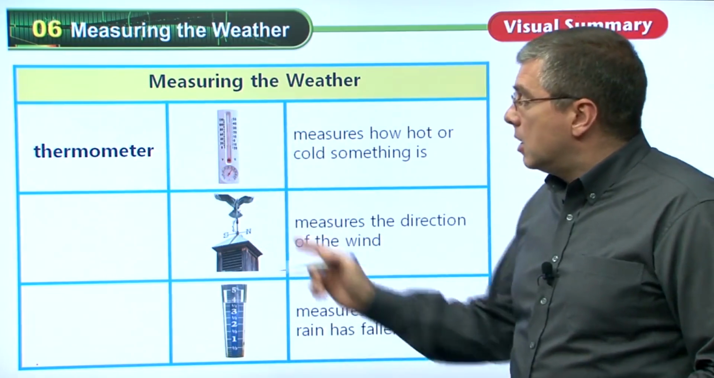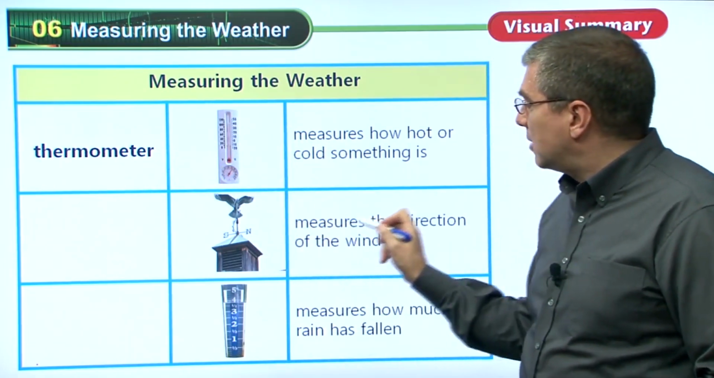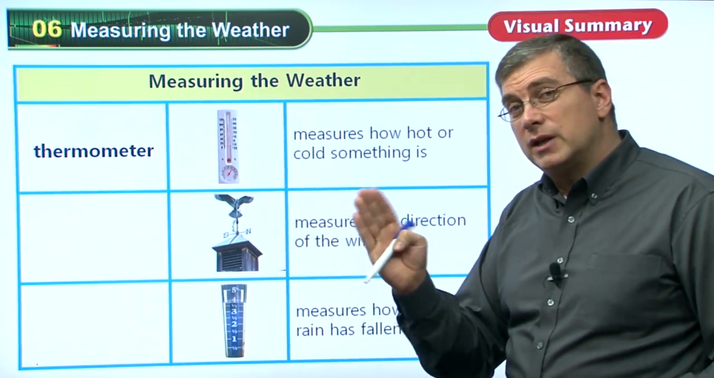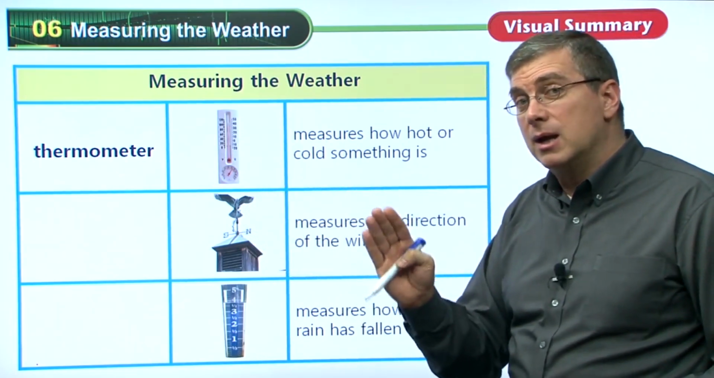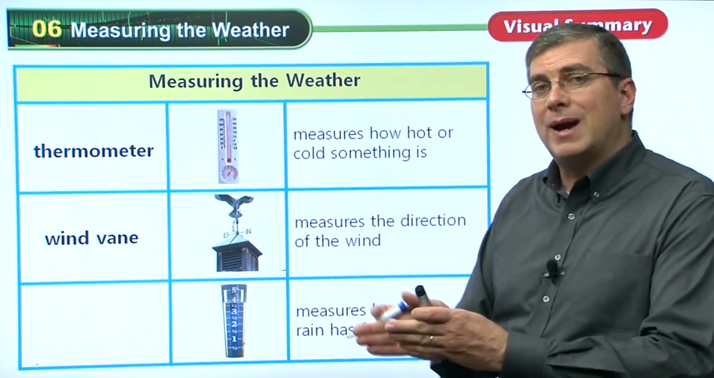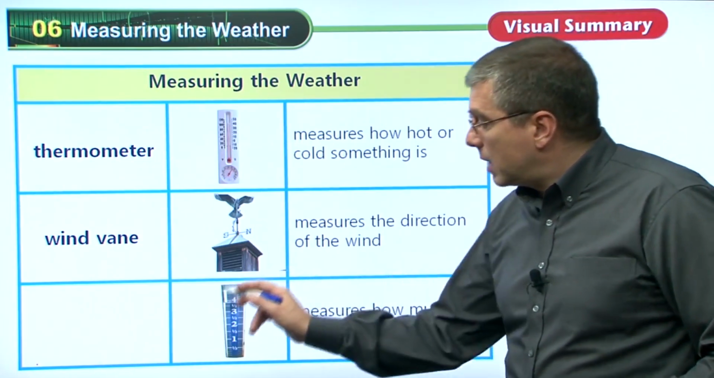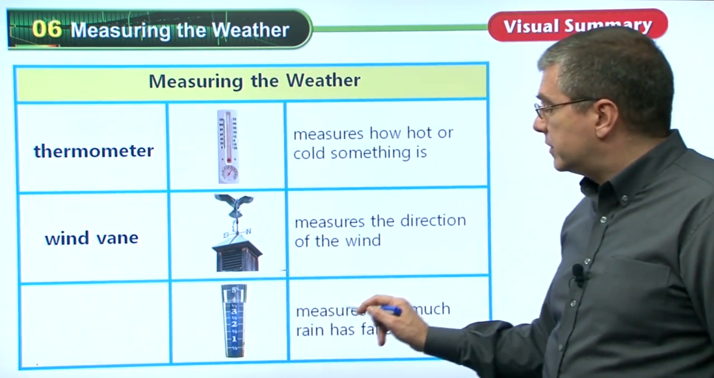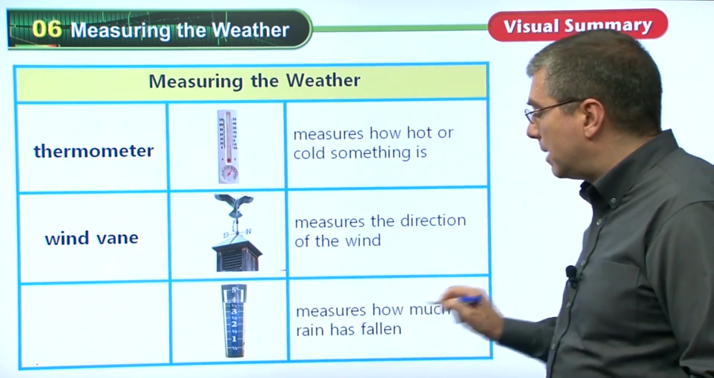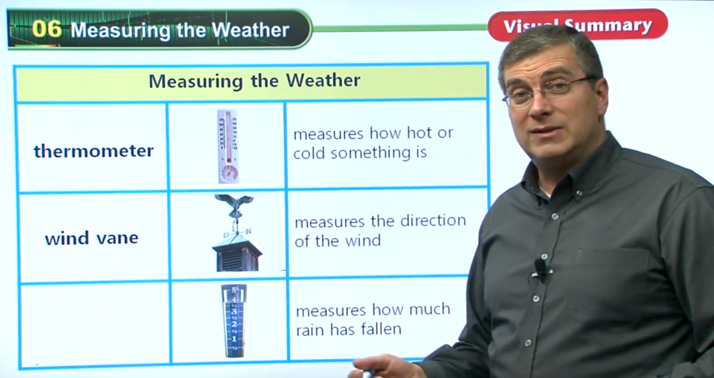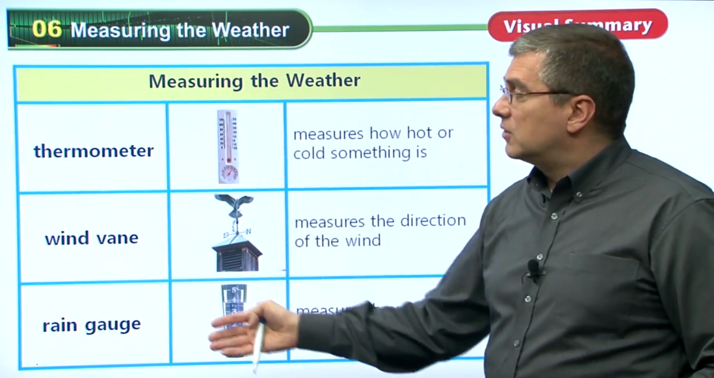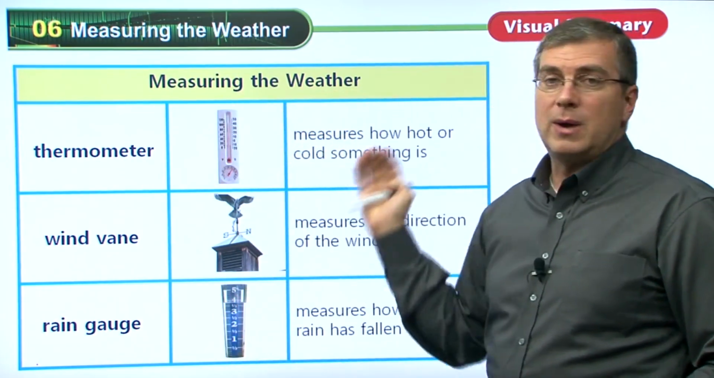In the second part, we have a tool here that measures the direction of the wind. This thing turns and shows us the direction the wind is blowing. What is it called? It's called a wind vane. Shows us the direction of the wind. Finally, we have a picture of a tool here that's used to measure how much rain has fallen. This tool measures how much rain has fallen. What is it? It, of course, is a rain gauge. So we have 3 different tools that we use to measure the weather.